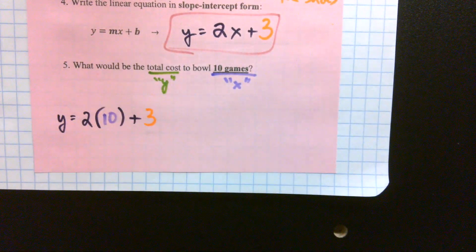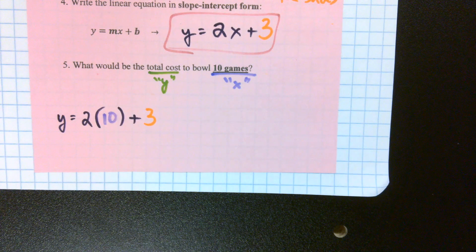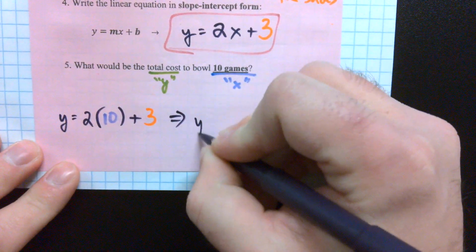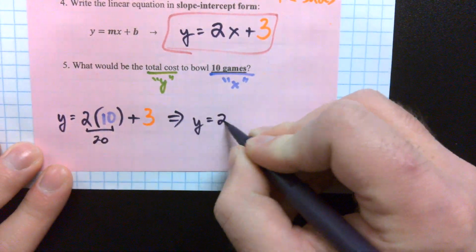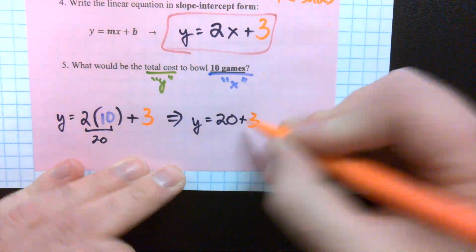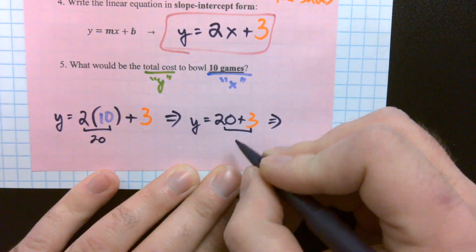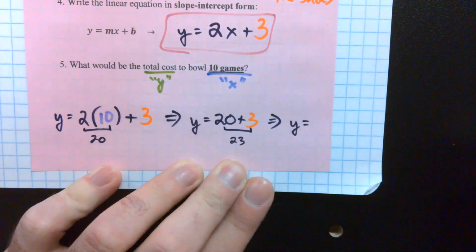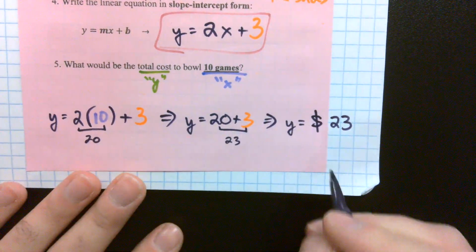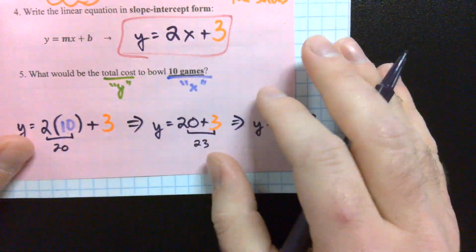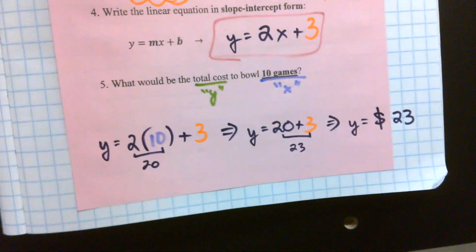And now, just like we did in our game of Matho, we've got to multiply first and then add that 3. So 2 times 10, what's that going to give us? 20. So we've got y is equal to 20 plus 3. And 20 plus 3 gives us 23. So y is equal to $23. Make sure you put the dollar sign in front. Whenever we have a word problem, just like we talked about before, we need units on our answer, which in this case is dollars.